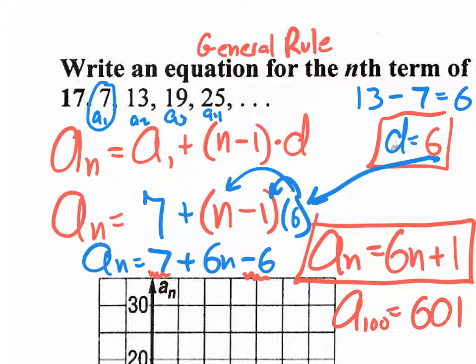So the general rule is amazing because it opens up to any number you want. You could find the 100th number, you could find the 50th number, the 17th number. That's crazy. It is crazy. And that's why I like this section so much. So that's how you do the general rule.